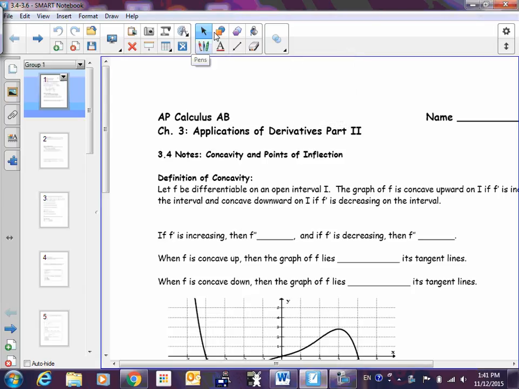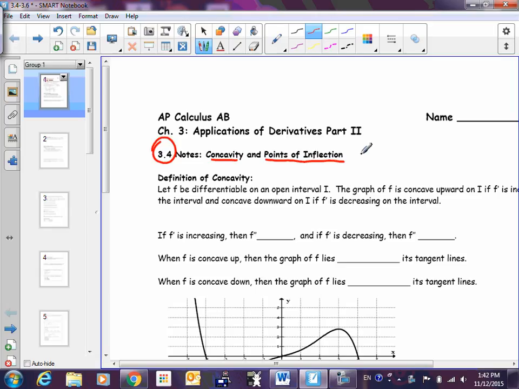So what we're going to be doing is kind of like what we did before, but with the second derivative. All right, so 3.4 has to do with concavity and points of inflection. And this has everything to do with the second derivative. Remember how before we found the first derivative, we set it equal to 0, we did sign charts. We're going to do something very similar, but with the second derivative.